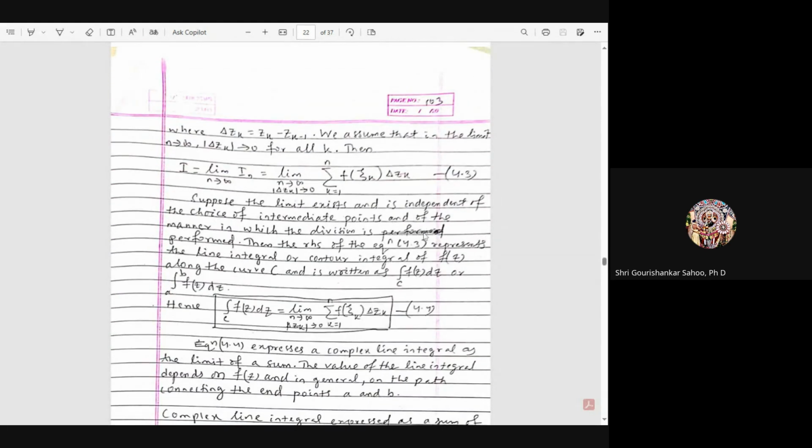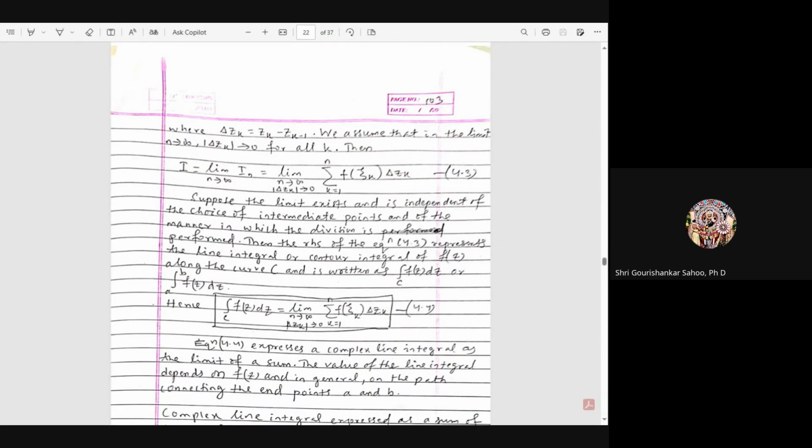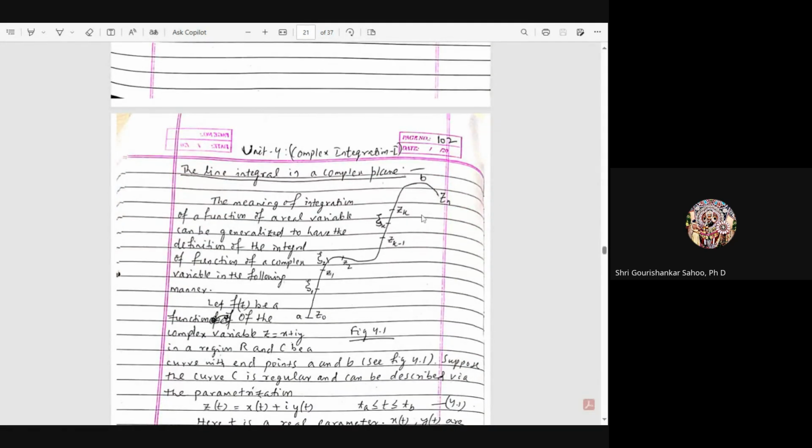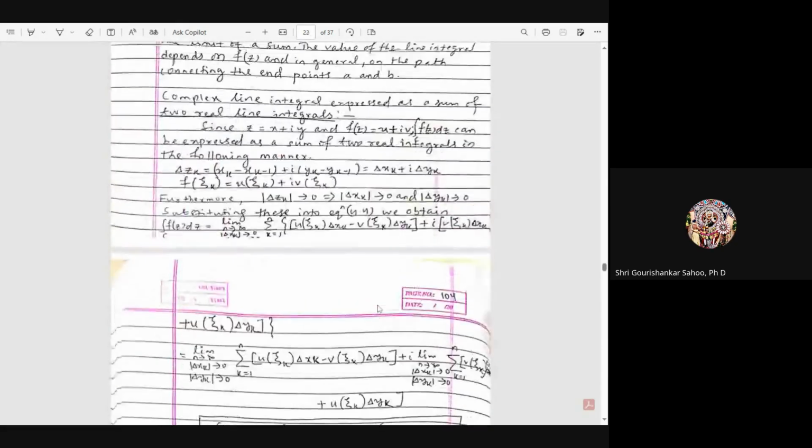So your del Zk is equal to Zk minus Zk minus 1. You can see in the picture. Zk minus Zk minus 1 is equal to del Zk. Z2 minus Z1 is equal to del Z2. Z1 minus Z0 is equal to del Z1. Are you getting it?